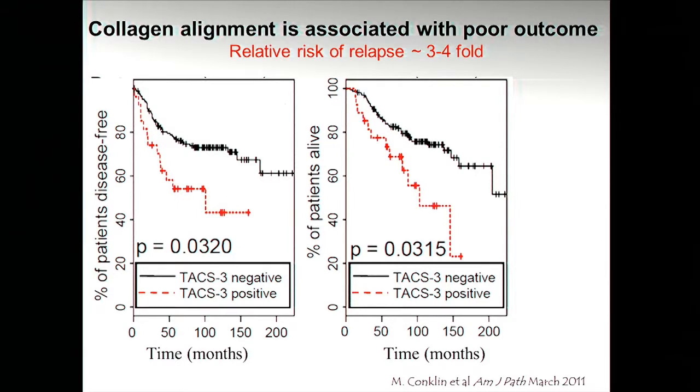We have a very strong ability to predict long-term outcome in human breast cancer. This goes out 200 months, that's about 20 years. In red is if the patient has this perpendicular collagen, any perpendicular collagen, and in black is if they don't. You can see it has a very good prognostic ability for having breast cancer again or for dying of breast cancer. This has been rather exciting, and we're taking this forward.